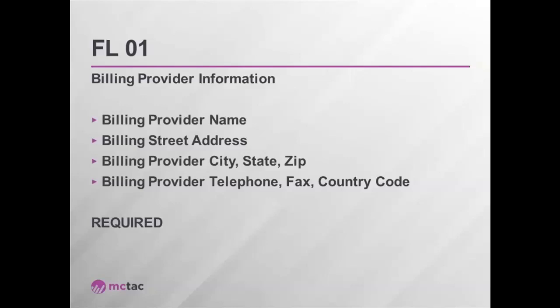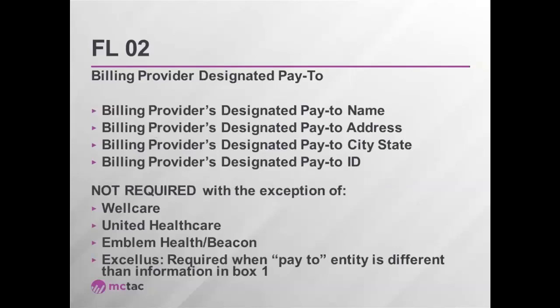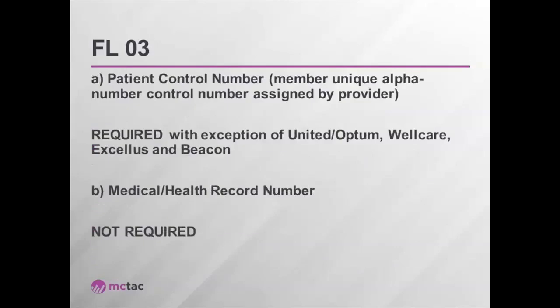So field 1 is a required field. It's your information as a provider, and of course you should complete it with your name, address, and so forth, as indicated here. Field 2 is not really required, with some exceptions: WellCare, United, Empire. We list those exceptions. What you want to do is indicate the billing designation, meaning where the billing provider information would go. Sometimes it might be the same, sometimes it might be different from your other information.